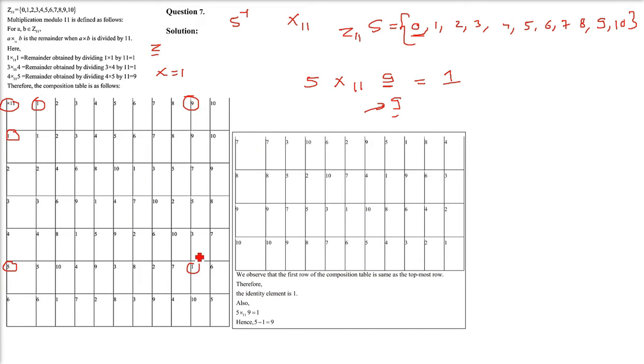5, 9. How do you get that? See, 5 ×11 9. So 5 9s are 45. And you just divide it by 11. 11 4s are 44. You get 1 as the remainder. And that is true, because 1 is our identity element. So first you have to make the table. I'm not making the table because we know how to make the table. Then you have to do all this. That is, the inverse through this table is simply where 1 is coming.